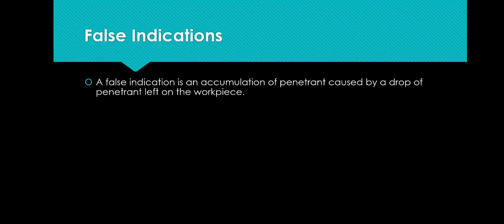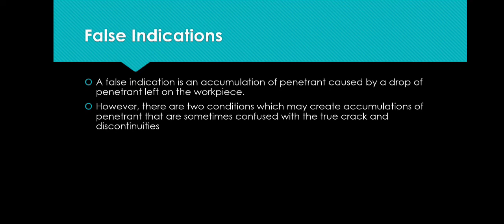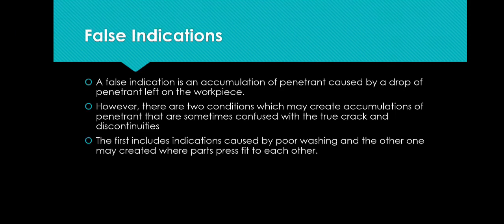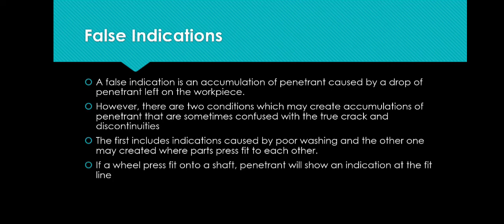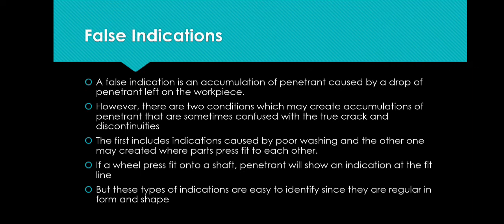Then, what is a false indication? A false indication is an accumulation of penetrant caused by a drop of penetrant left on the workpiece. However, there are two conditions which may create accumulation of penetrant that are sometimes confused with a true crack or discontinuity. The first includes indications caused by poor washing, and the other may be created where parts are press fit to each other. If a wheel is press fit on a shaft, penetrant will show indications at that fit line. But these types of indications are easy to identify since they are regular in form and shape.